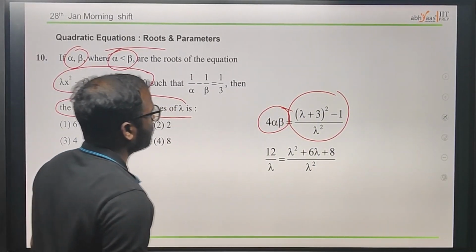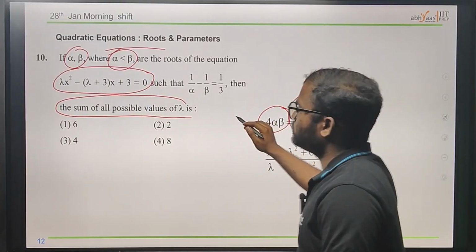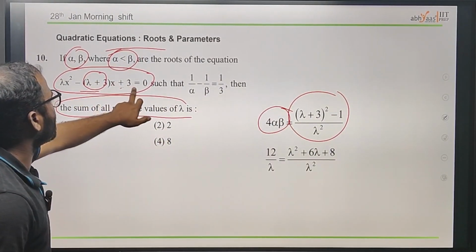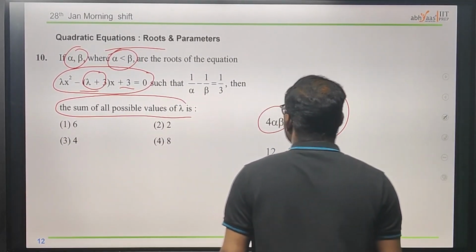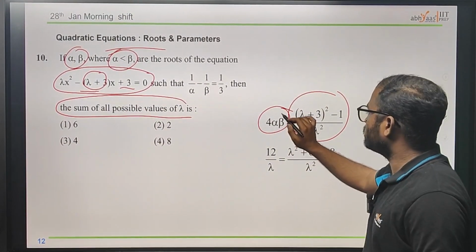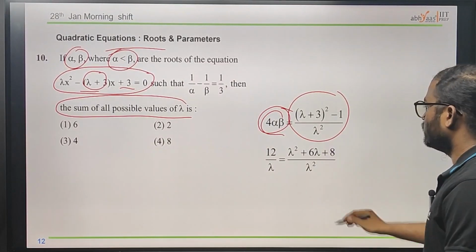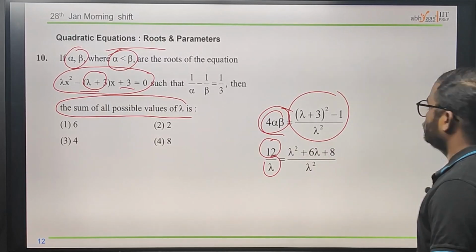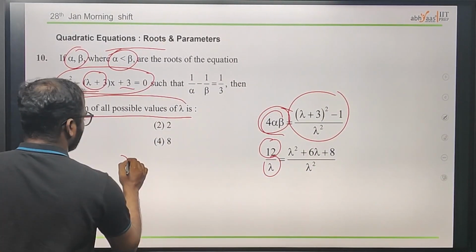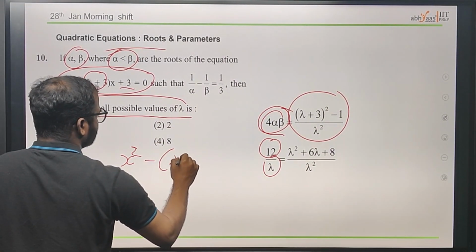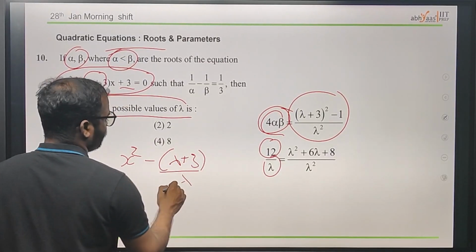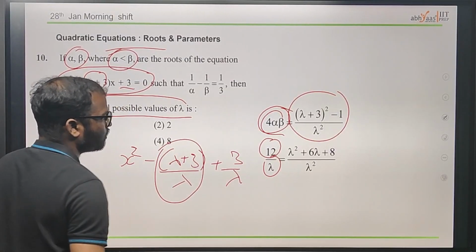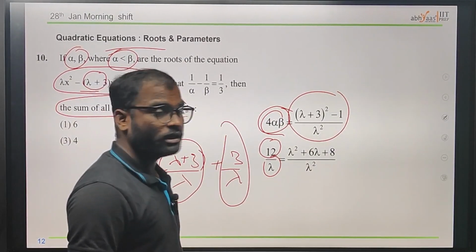We can use the discriminant condition here. Also, if you observe, we have the sum of roots as alpha, lambda plus 3, and this one is given as well. Just using that, we can also solve. Taking this 4 alpha beta, we can easily do it: 4 times 3 is 12 divided by lambda. From that, we have x square minus (lambda plus 3) divided by lambda, plus 3 by lambda. Here itself we have alpha plus beta, and here we have alpha beta. That's how we can see it.